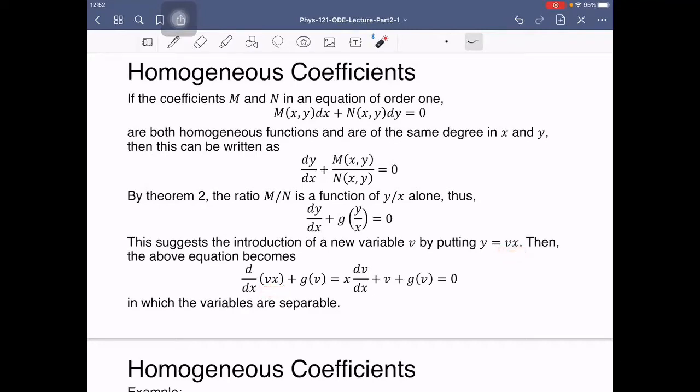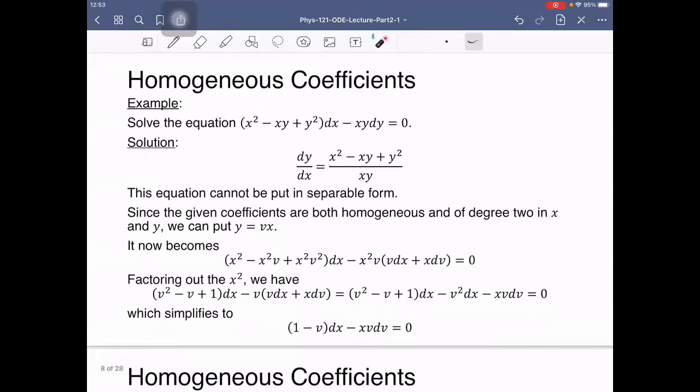So now we have the derivative of vx with respect to x plus g of v is equal to 0. Pwede natin kunin yung derivative nito, no? So product rule lang. So now we have x dv dx plus v dx over dx, which is 1, okay, plus g of v is equal to 0. So kung mapapansin nyo, separable na yung mga variables. Kasi kung makikita nyo, nakadepende na lahat sa v, and then may factor lang tayo dito na x. Okay?